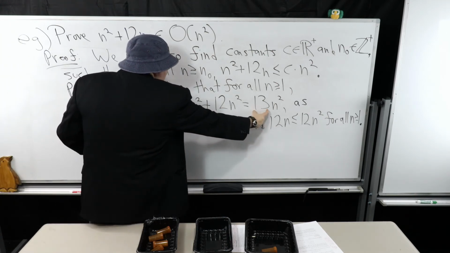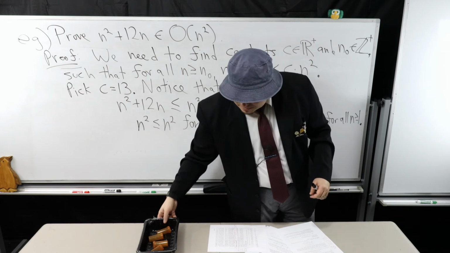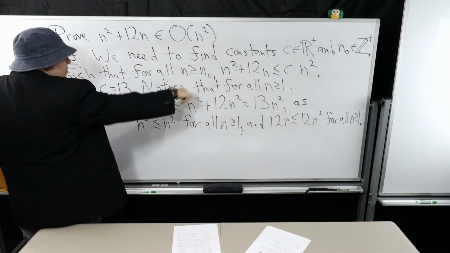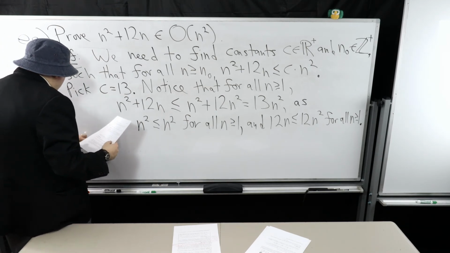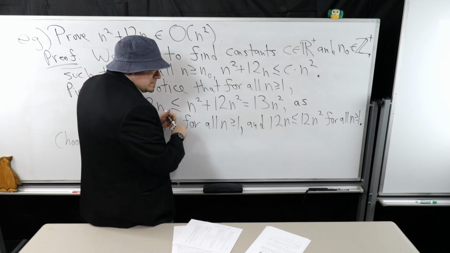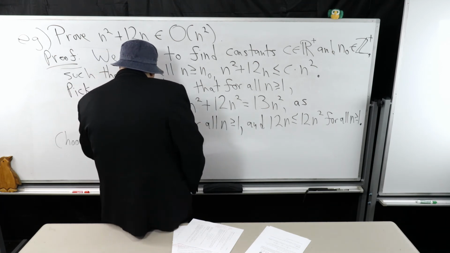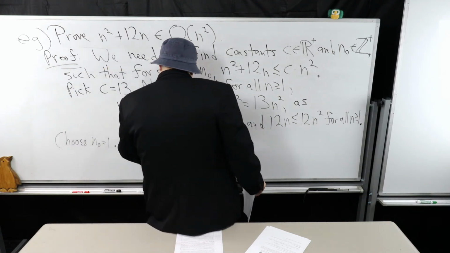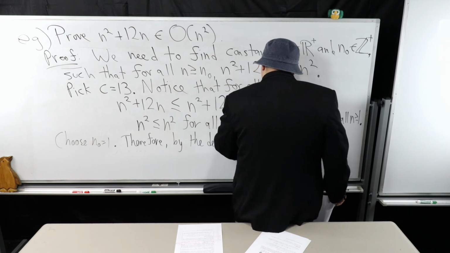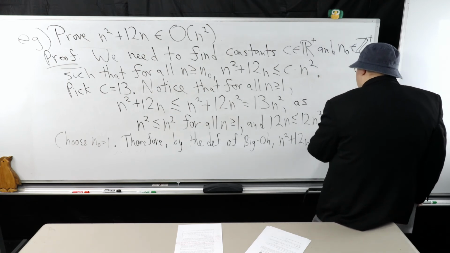The 13n squared, this is c right here, right? What's n0 then? n0 is 1, right? I just told you it. It's right here. Notice that for n greater or equal to 1, choose n0 is equal to 1. I'm just going to switch markers here. Therefore, by the definition of big O, n squared plus 12n is big O of n squared. And we're done.